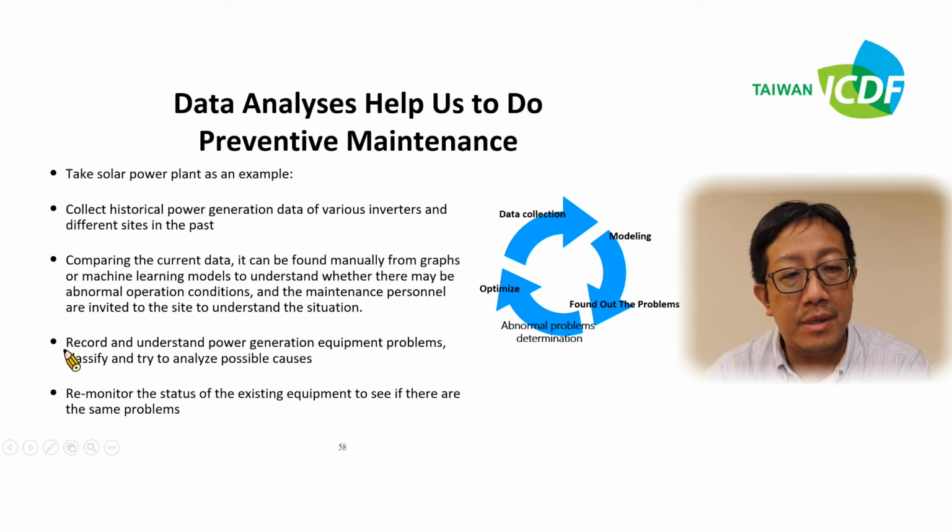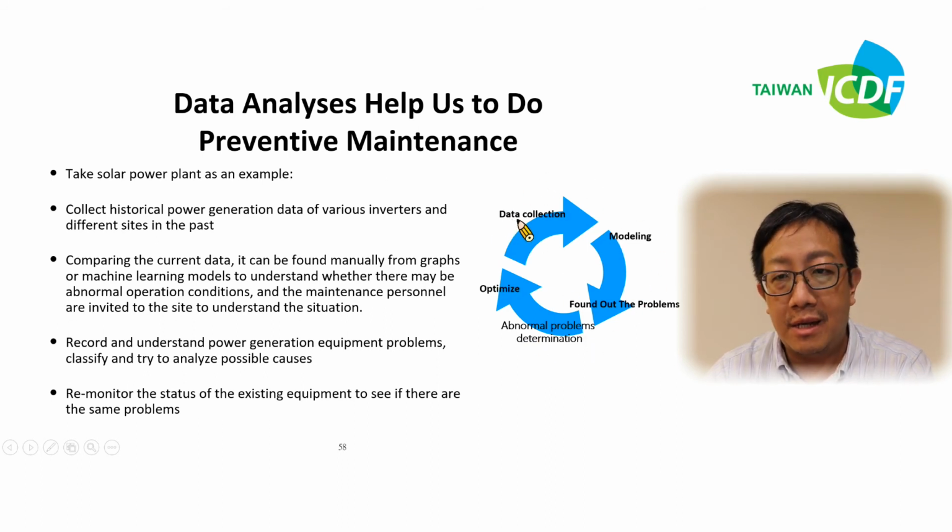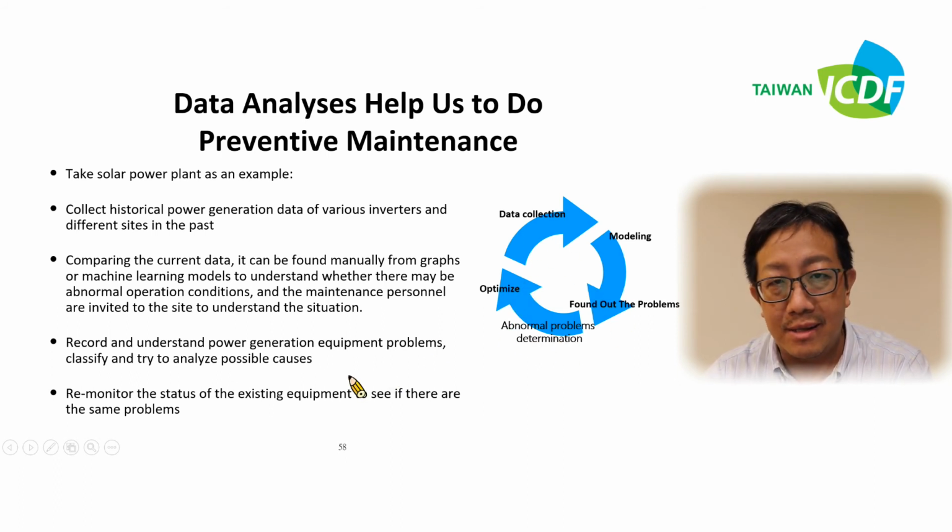And we will, of course, collect, record, and understand the power generation equipment problems, classify them, and try to analyze the possible causes. And we will recursively monitor the status of the existing equipment to see if the same problem is just happening. So you can see that that will be a very, very optimized circle: the data collection, the modeling, finding out the problems, and optimizing everything, and trying to make it better and better with the data analysis.